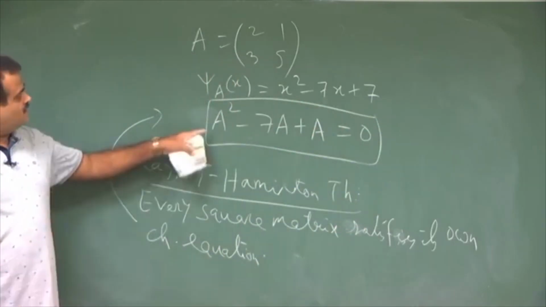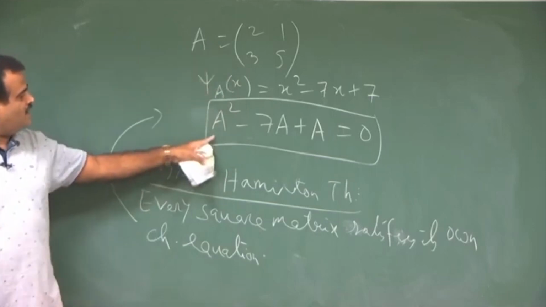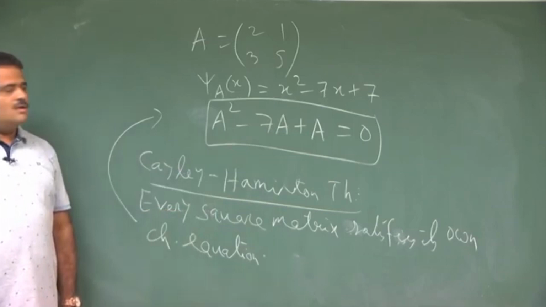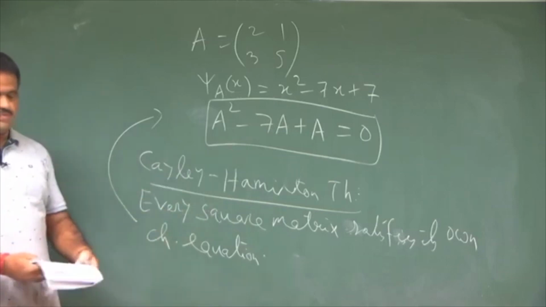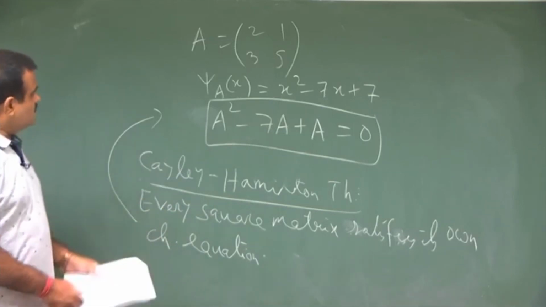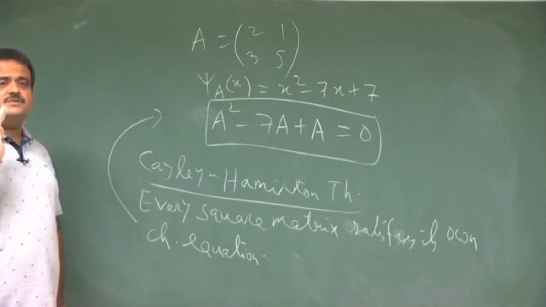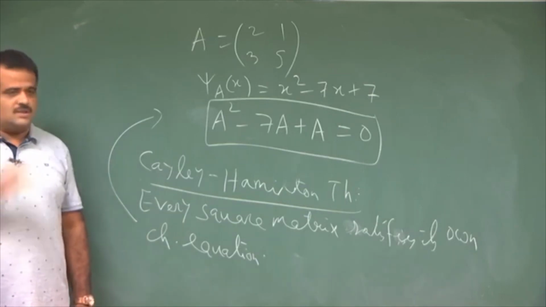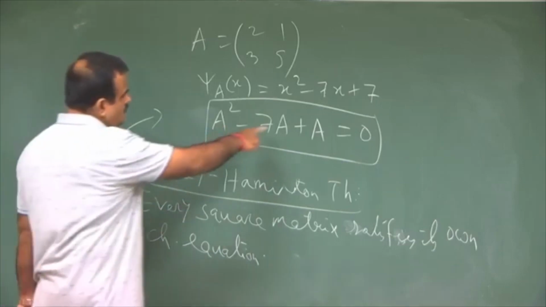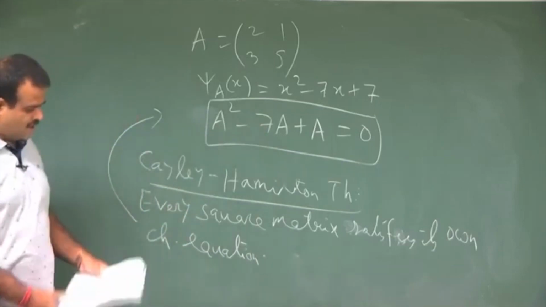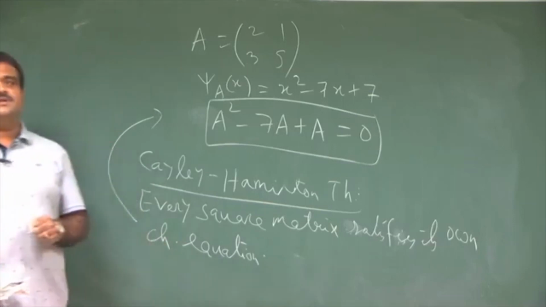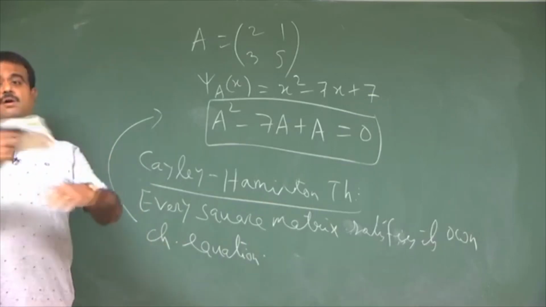We can verify this if we calculate A square, then if we calculate this value we can easily verify this, but proof is there, we are not going to prove it. So, this is the Cayley-Hamilton theorem. Every square matrix satisfies its own characteristics equations. So, this is the meaning of this.